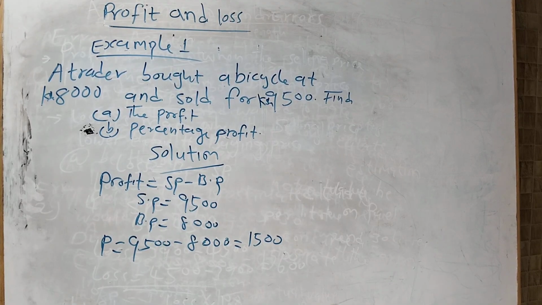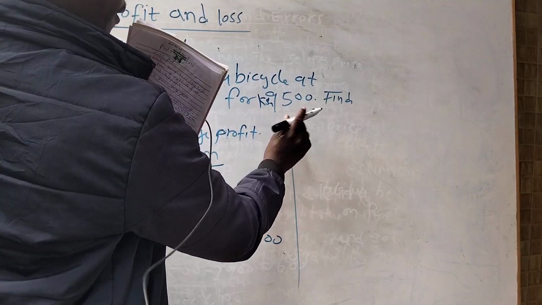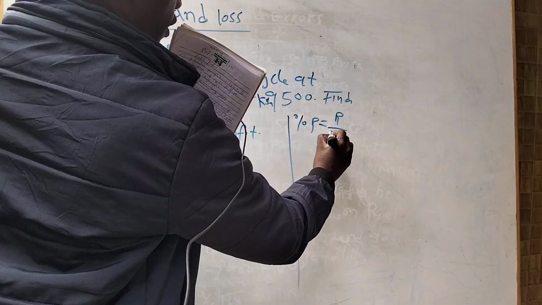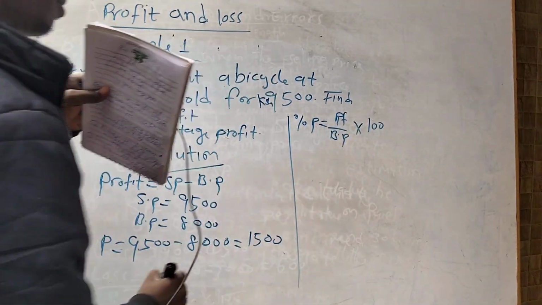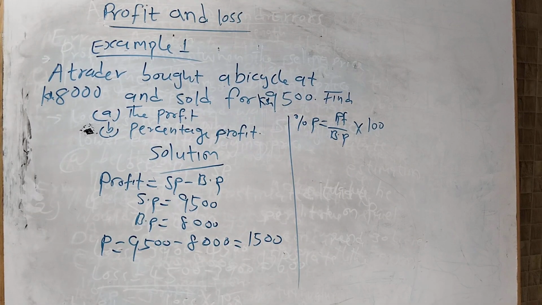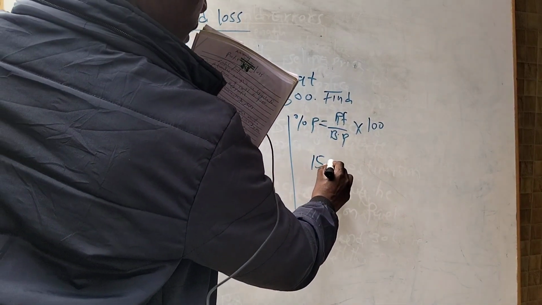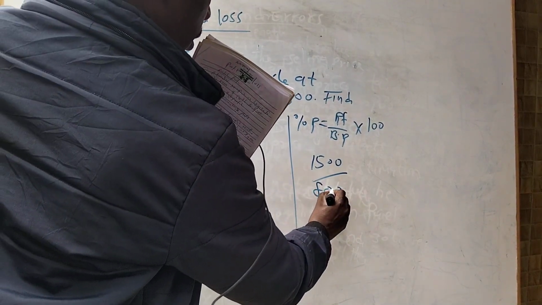Now the next question is, what is the percentage profit? So we are supposed to express this profit in percentage. Percentage profit is equals to profit over the buying price times 100. So profit over buying price times 100. That's how we express profit into percentage. Our profit is what? Is 1,500. What's our buying price? 8,000.